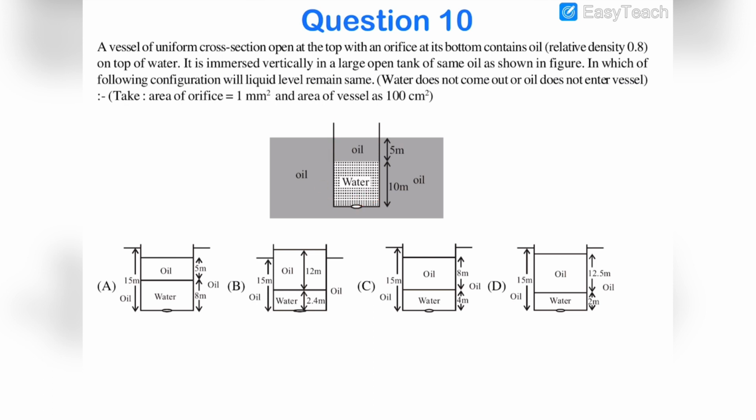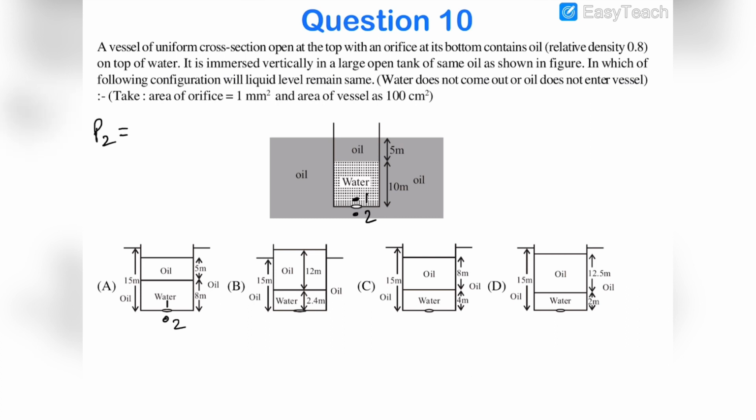So this is an obvious thing that if the pressure at this point 1 and the pressure at this point 2 is equal, then there would be no entrance or there would be no ejection of liquid from the vessel. So let us see that in the first configuration, this is 2 and this is 1. So the pressure at point 2, let us write it down here.